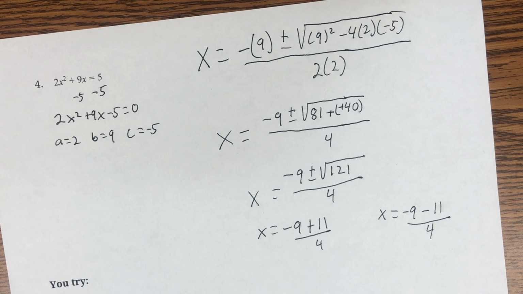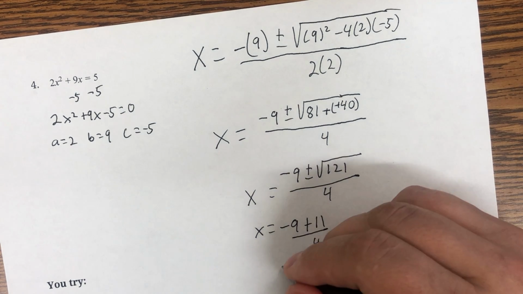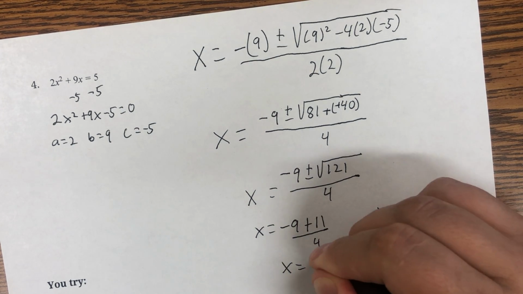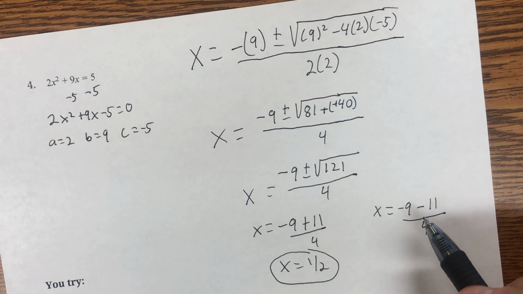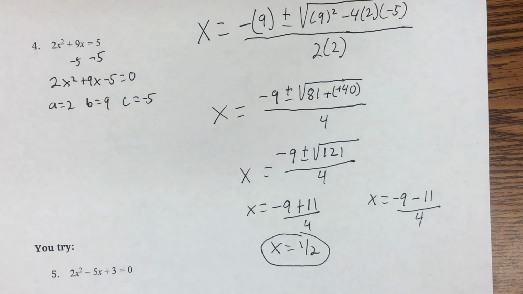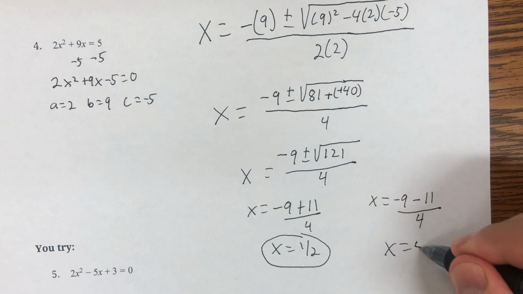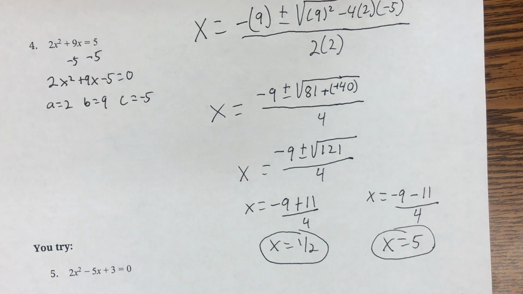Okay, then we just got to finish that up. Negative 9 plus 11 is 2. 2 over 4 is 1/2. And then over here, negative 9 minus 11, well, that's negative 20. And negative 20 over 4 is negative 5. So x is equal to negative 5. So our two solutions, 1/2 and negative 5.